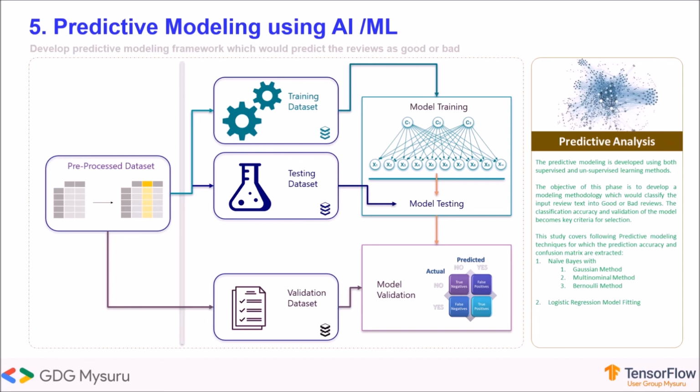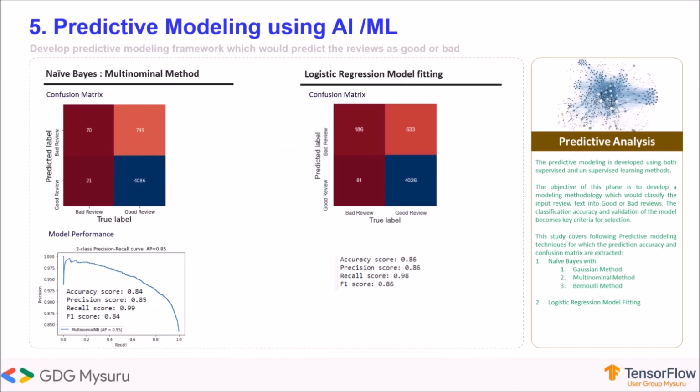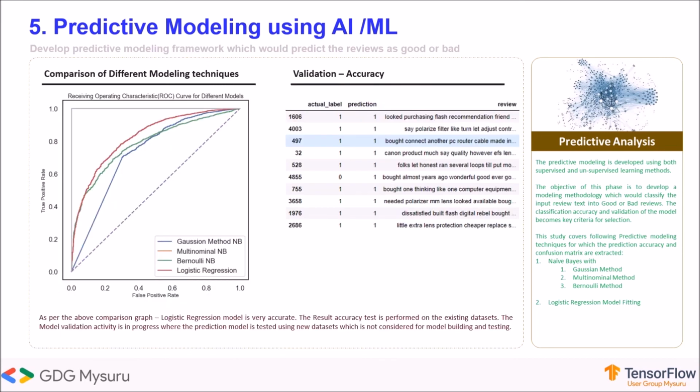Now, these predictive models can be developed using both supervised and unsupervised learning methods. The study covers the modeling techniques listed on the right hand side: Naive Bayes, which includes the Gaussian, multinomial, and Bernoulli methods, and a logistic regression model. On the next slide you can see a few screenshots of the confusion matrix and model performance. And all of this has been done using Python coding.